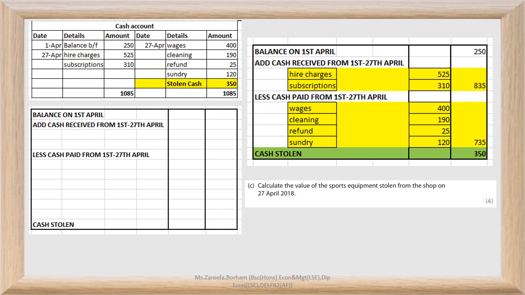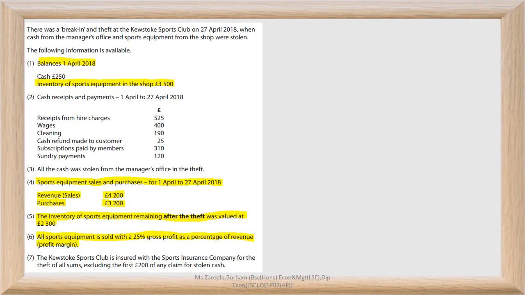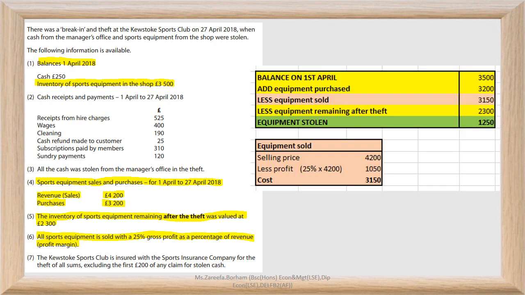Having found the stolen cash amount, Part C asks us to calculate the value of the sports equipment stolen. To find this, go through the question again and identify the information available on sports equipment. Either underline or highlight them. Having identified them, we can calculate the stolen equipment value using the sports shop trading account or manually via addition and subtractions. First, let us consider them manually.